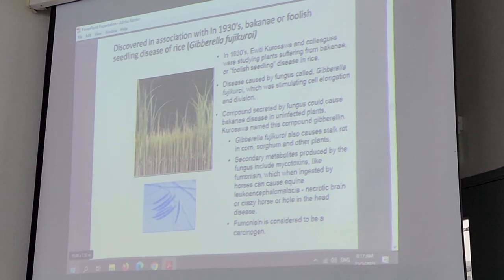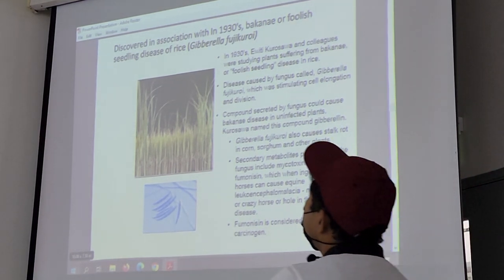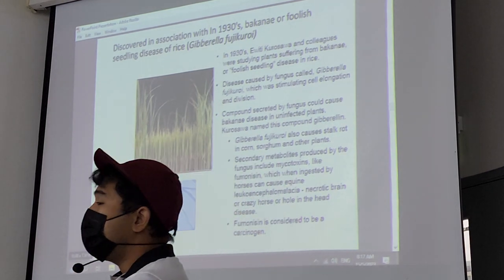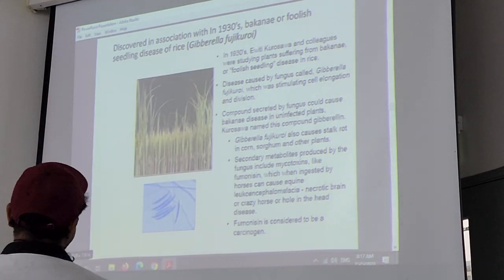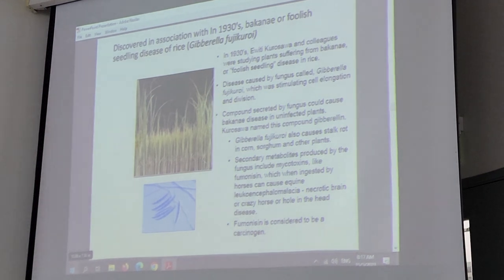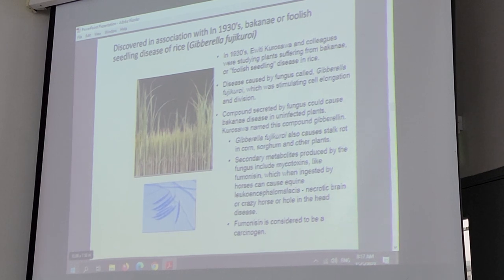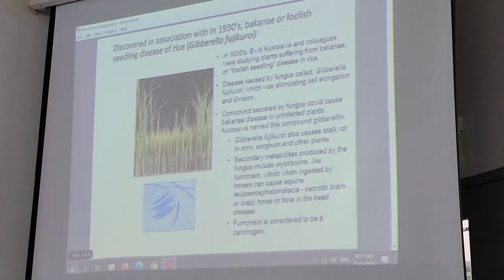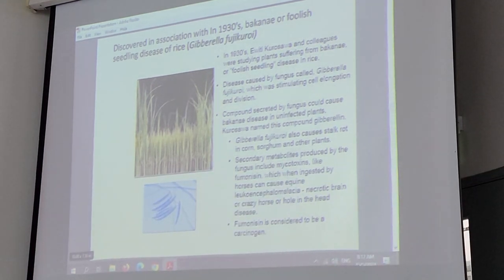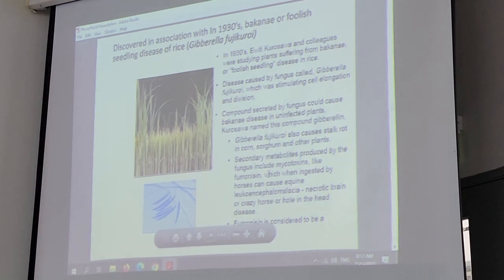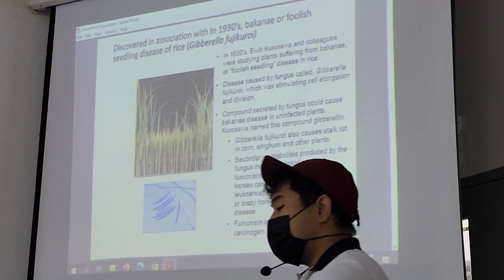So this is actually due to a fungus, Gibberella fujikuroi. That is where the name gibberellin came from. It's named after the fungus that produces this mycotoxin, causing the plants to grow excessively speedy.